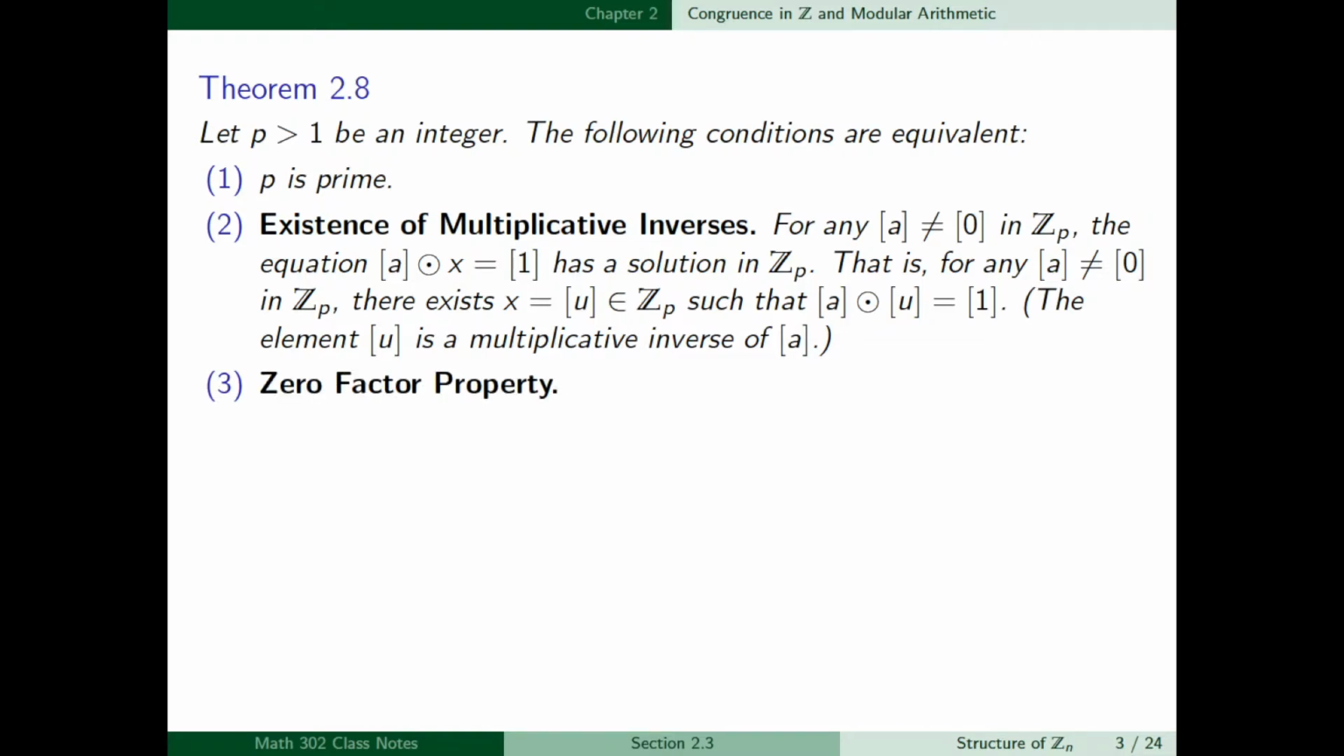And then property 3 is the zero factor property, which states for all a, b in Z sub p, if a times b is equal to 0, then a is 0 or b is 0. So the product of two classes is 0 implies that one or the other of the two classes must be equal to 0.